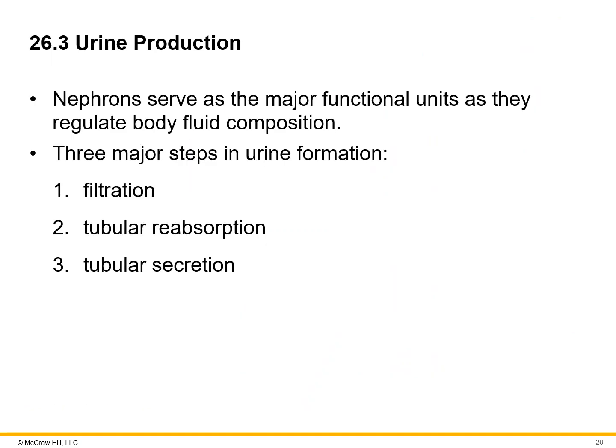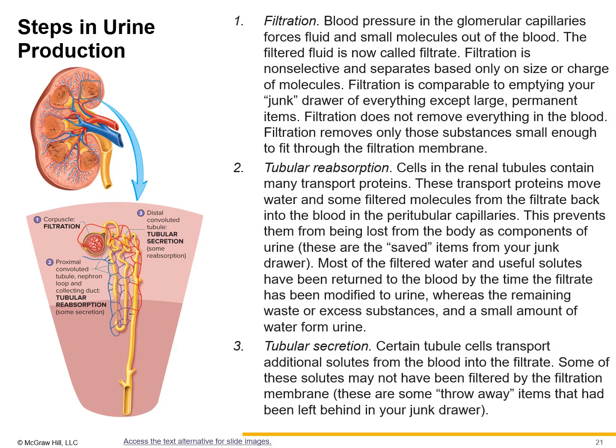So now if we look at the actual production of the urine, again, nephrons are that functional unit that regulate body fluid. The three main steps of urine formation: first is filtration, then we have tubular reabsorption, and then tubular secretion. So if we look at this filtration part here, blood pressure in those capillaries forces the fluid and small molecules out of the blood. Now it's called the filtrate. And it's non-selective at this point.